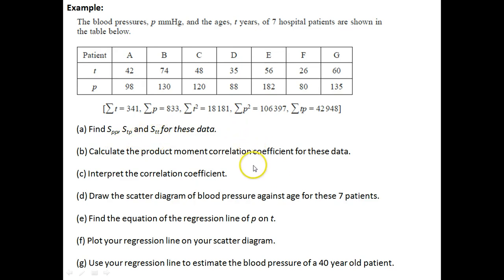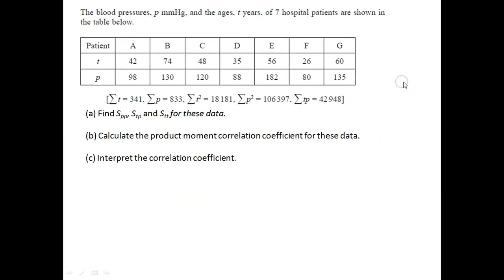Calculate the product moment correlation coefficient and interpret that, and then draw a scatter diagram, find an equation of regression, plot that, and then estimate the blood pressure of a 40-year-old.